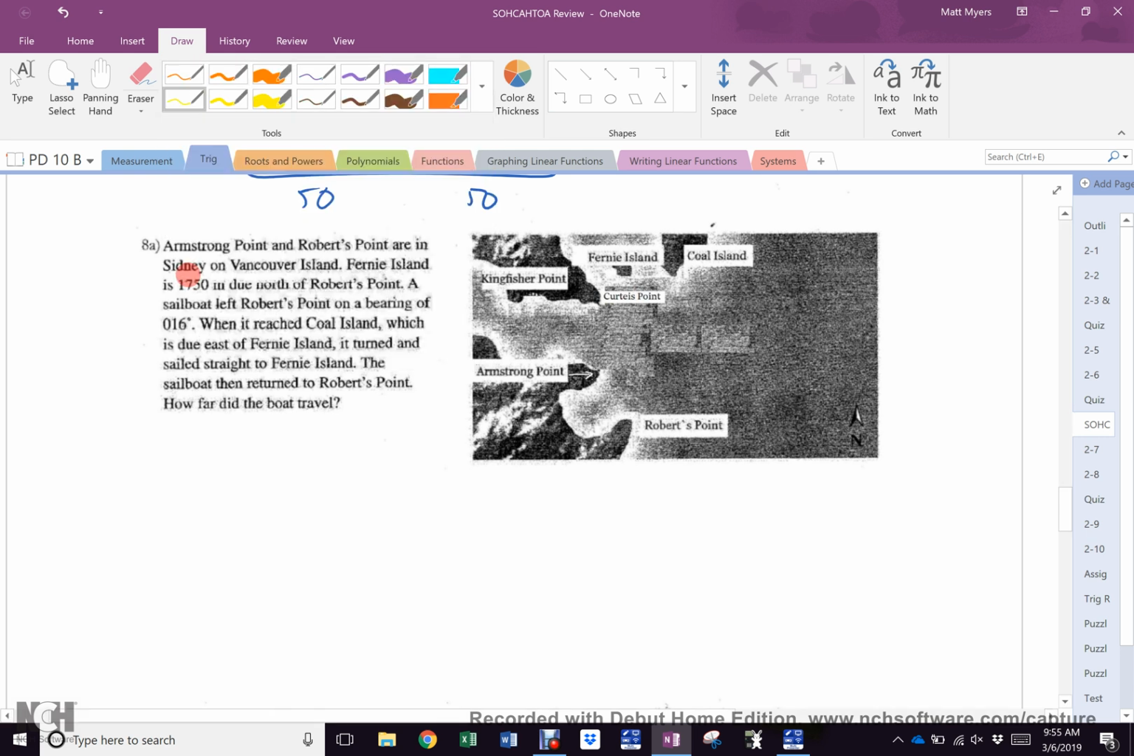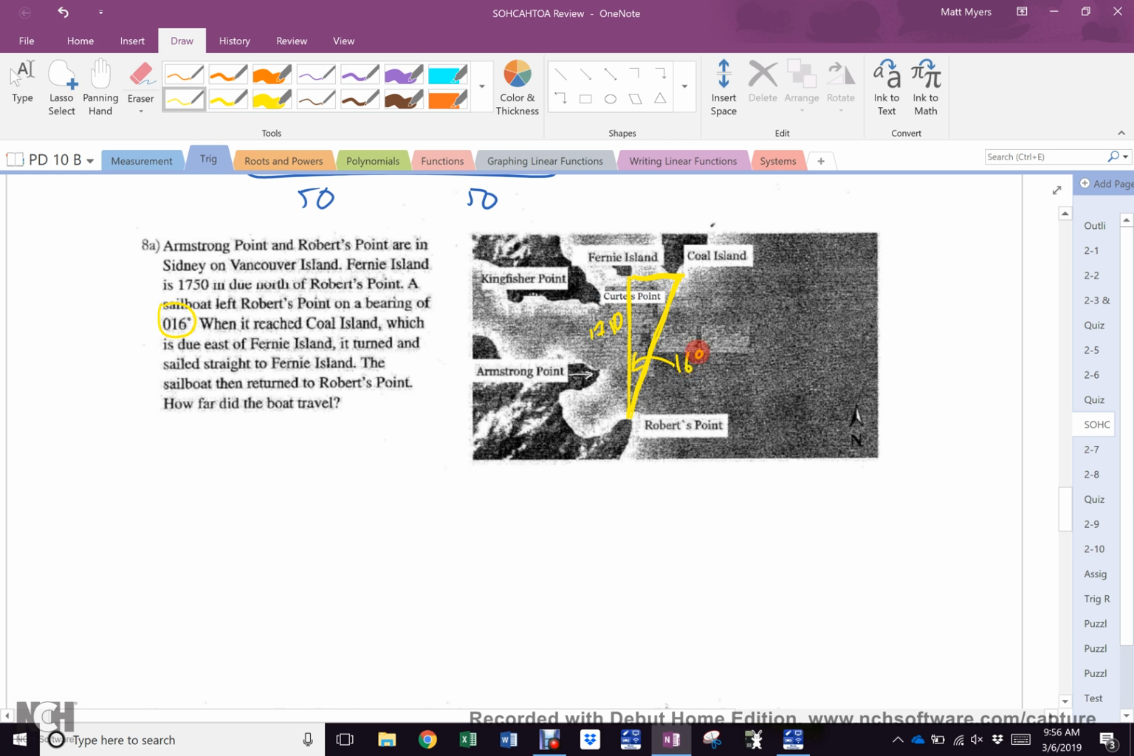This question is drawn perfectly on the back by Hazel. I don't need to spend a lot of time with it, but I will talk about how you can work it out. Fernie Island is north of Roberts Point. 1750, just like it says in the question. A sailboat leaves Roberts Point and sails to Coal Island. Then it sails to Fernie Island and then home. 16 degrees. Straight north is what? 0. So there is the 16 degrees.